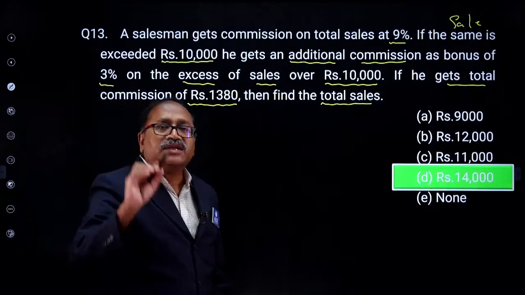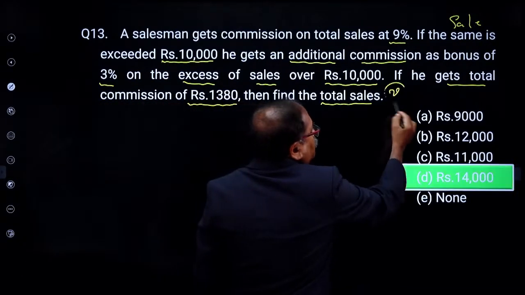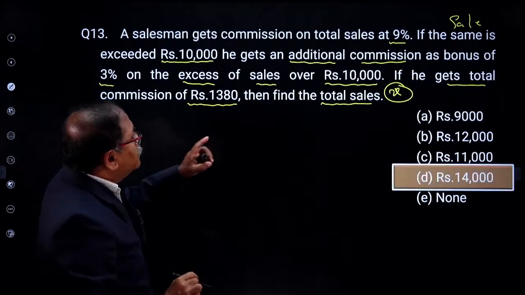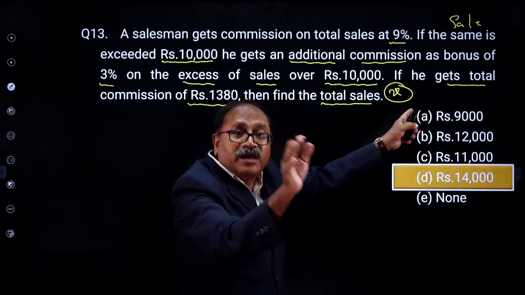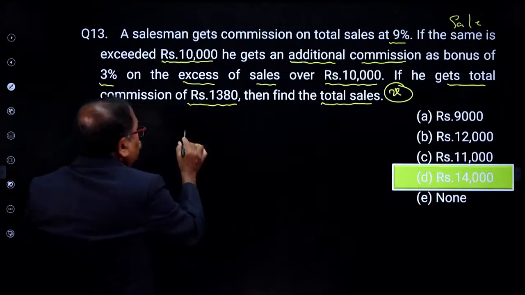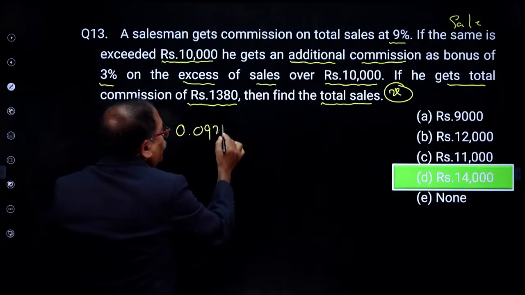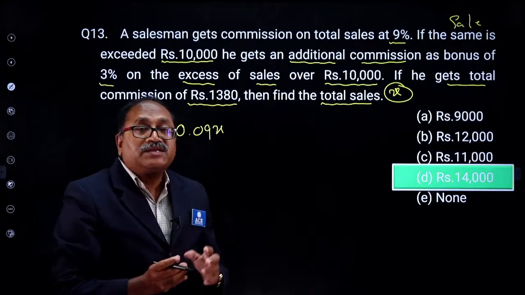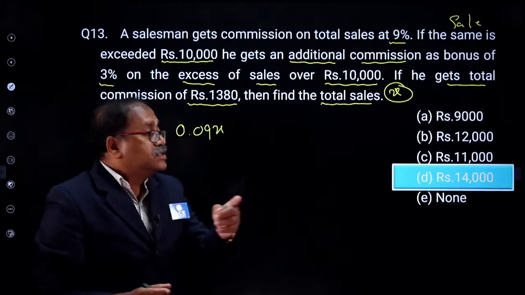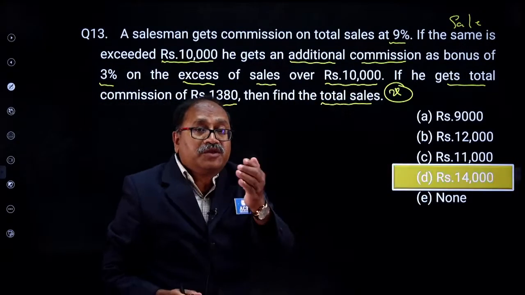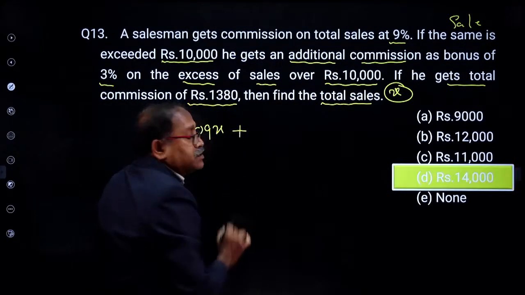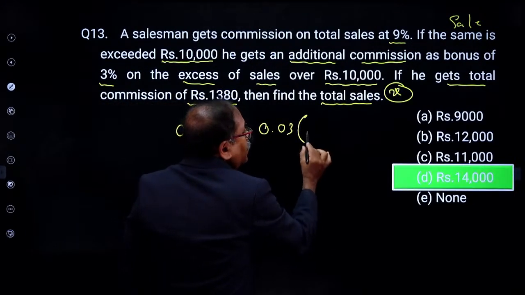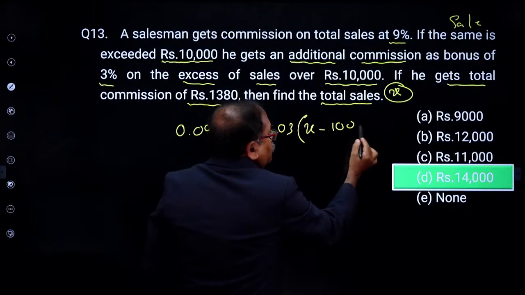Look at this one. Let's assume that the total sales is X. Then you will be getting 9% on the entire X. So that is 0.09 of X. This 9% is there for the whole sale, plus an extra 3% on the sales in excess of 10,000. That means plus 0.03 of the excess sale over 10,000.